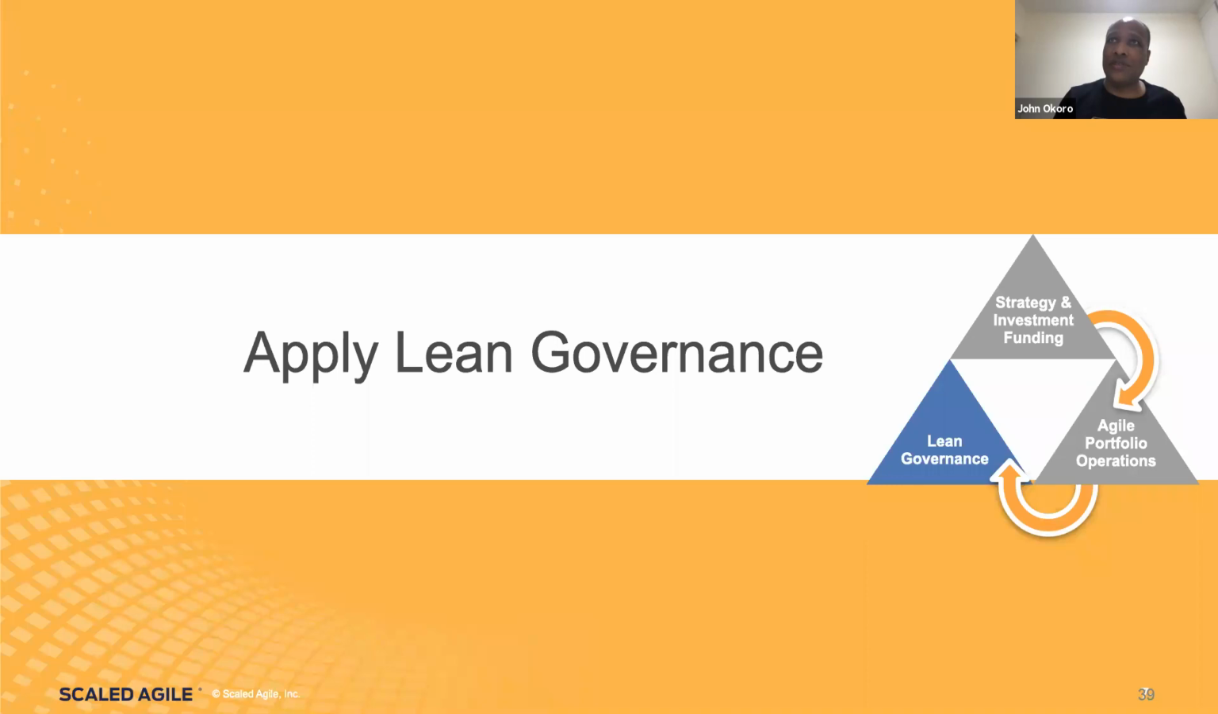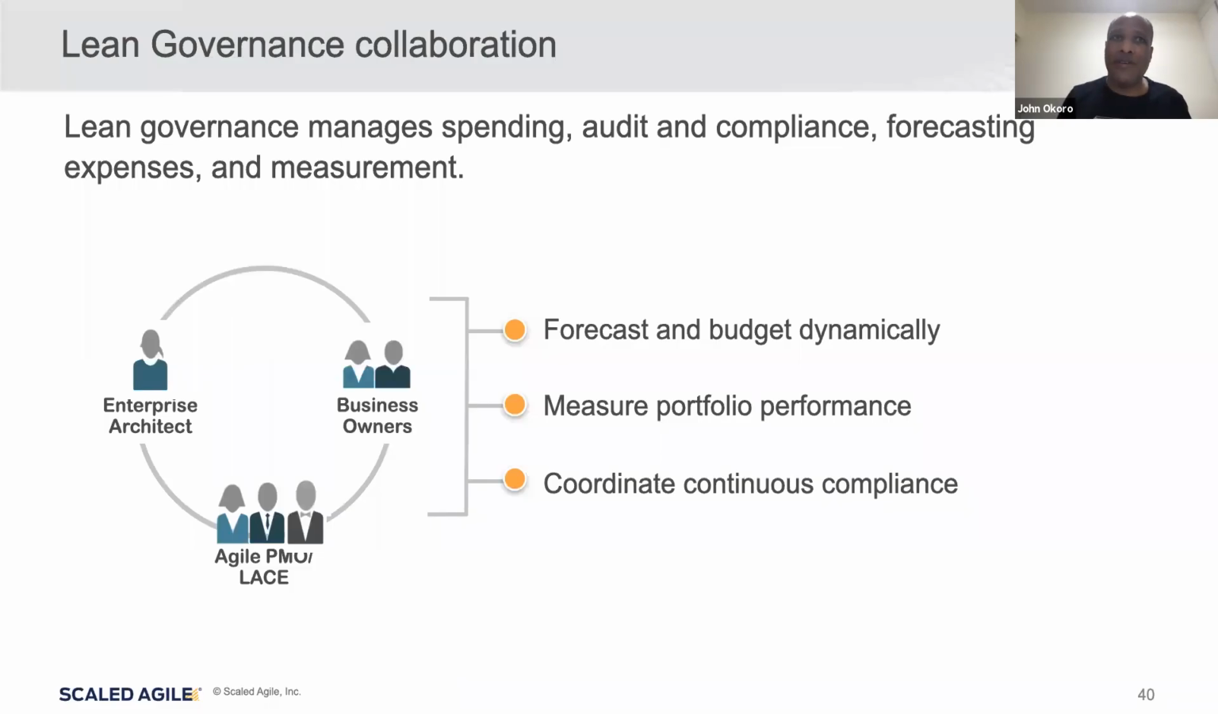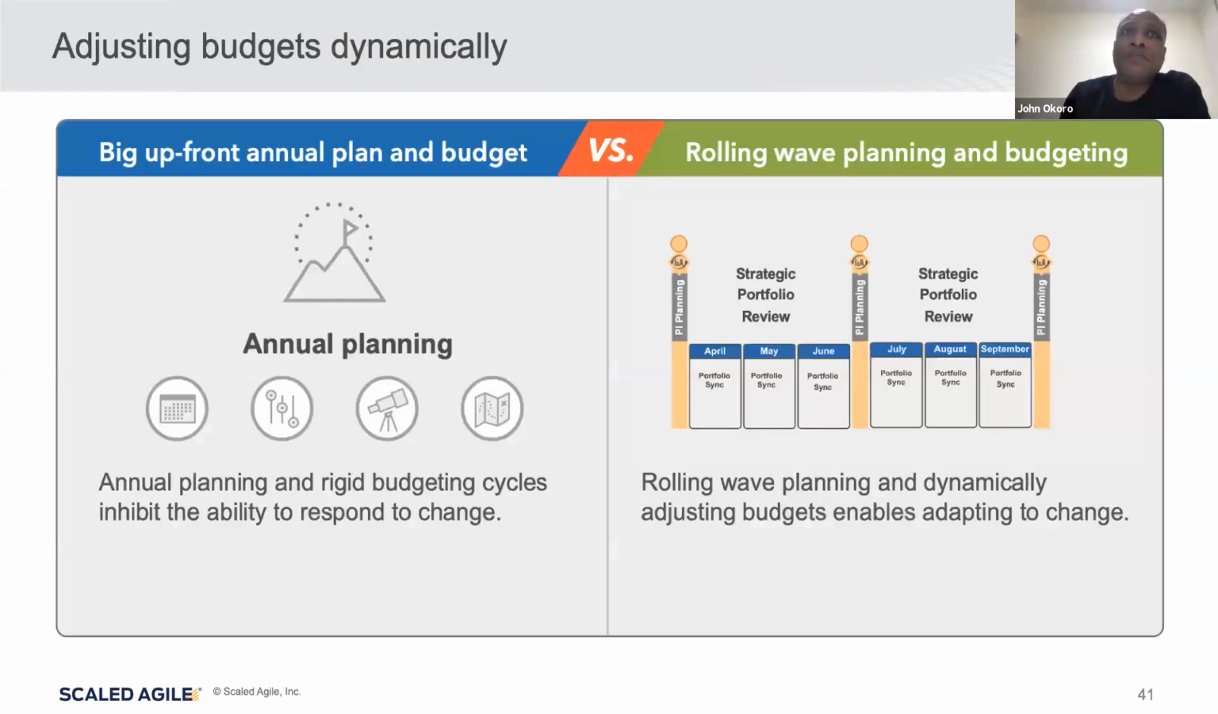Okay. All right, so applying lean governance. Here we have our enterprise architect, our PMO, Agile PMO, Lean Agile Center of Excellence, our business owners, right? They're forecasting and budgeting dynamically, measuring portfolio performance, coordinating continuous compliance. And we can see traditionally, we do the big upfront annual planning, which is very rigid budget cycles. If you need to adapt somewhere in the middle, it's a big change request process, very painful, very difficult.